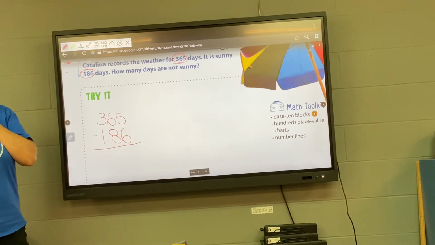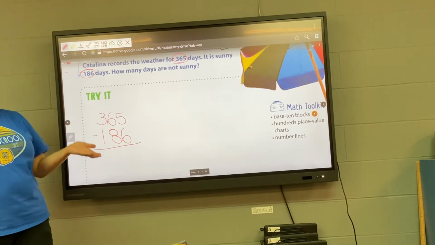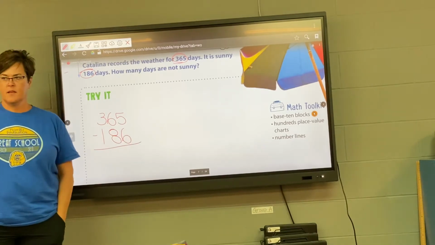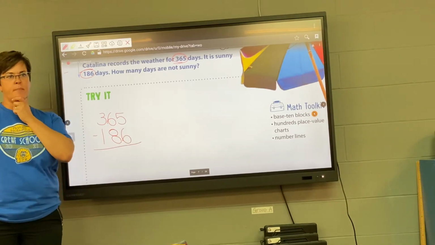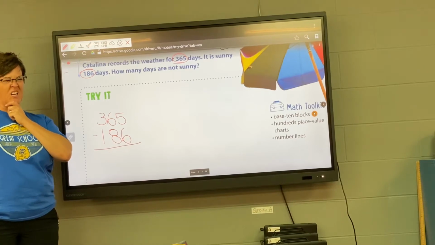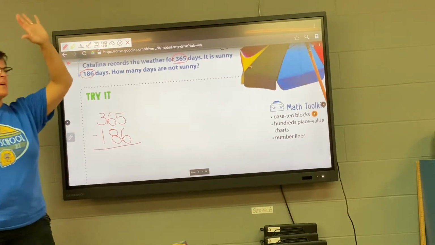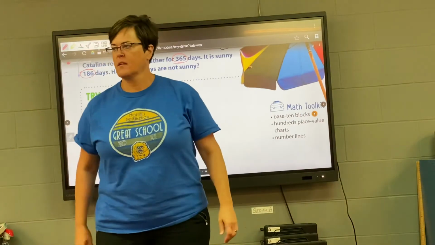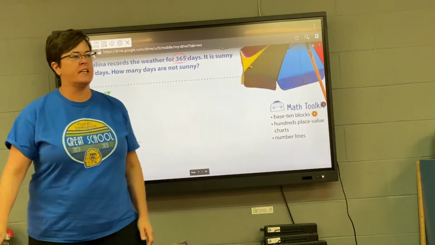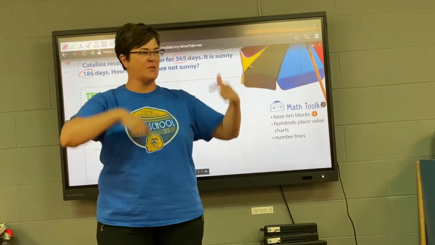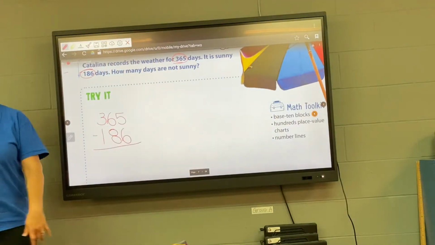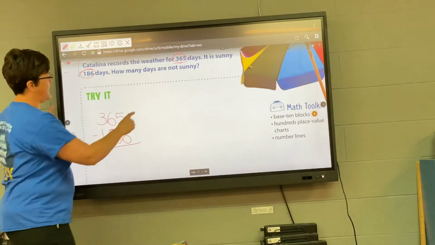I noticed something about this problem. What's something that you notice about this problem, Raylyn? Yeah, some of the larger numbers are on the bottom. Will that work? Can I just say 5 minus 6 is 1? No. 6 minus 8 is 2. No, those wouldn't be right. I can't flip-flop the numbers, can I? So are we gonna have to do some regrouping? Yeah. Okay.